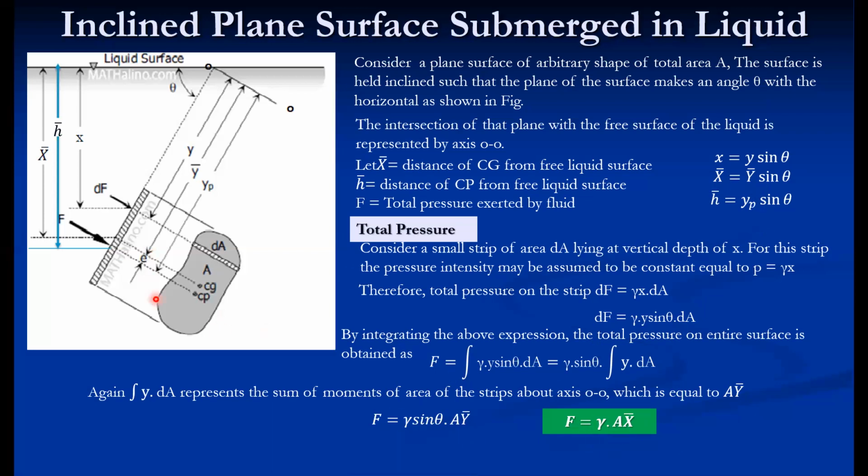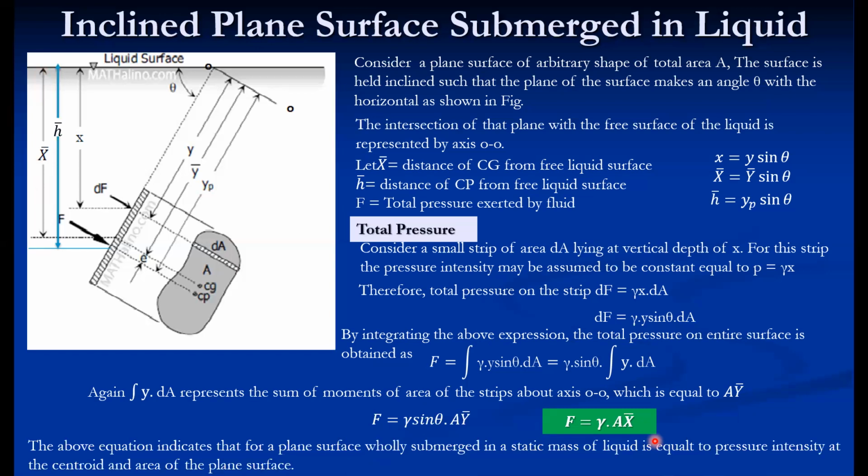Gamma is the specific weight of the liquid, which is the submerged liquid. Area A is the area of the submerged surface, so the normal area. And X bar is the distance of CG from the free liquid surface. So this formula is the expression of total pressure acting on the inclined surface.